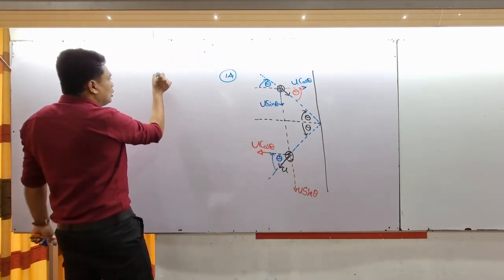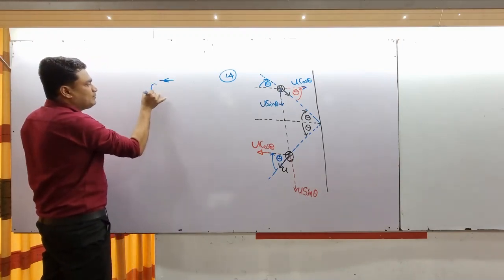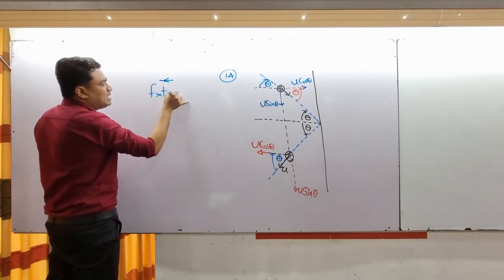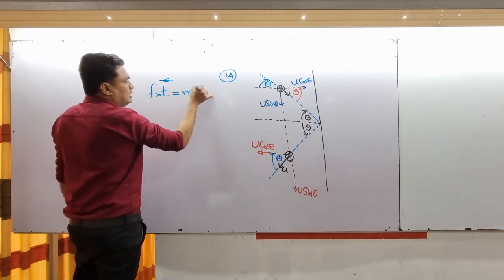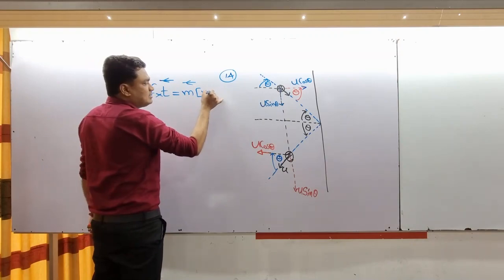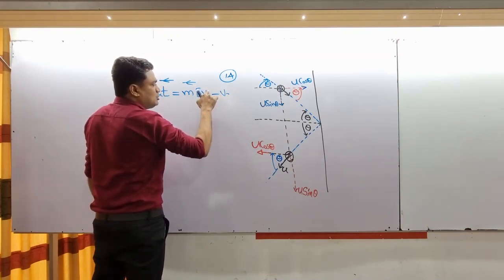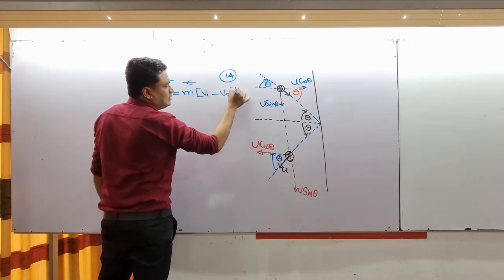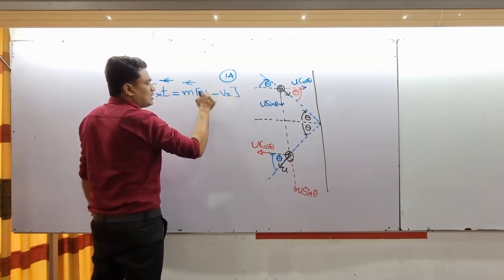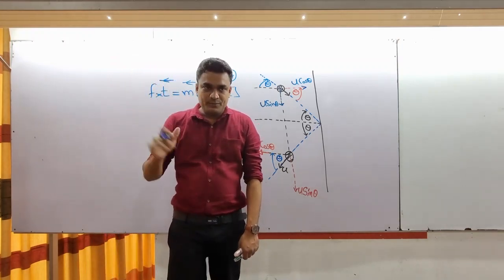So along the left hand side direction, I apply the impulse equation. Force multiplied by time equals m into final velocity minus initial velocity. Sorry, final velocity means v2 minus v1. So I apply this equation along the horizontal direction. Please wait, don't write anything.